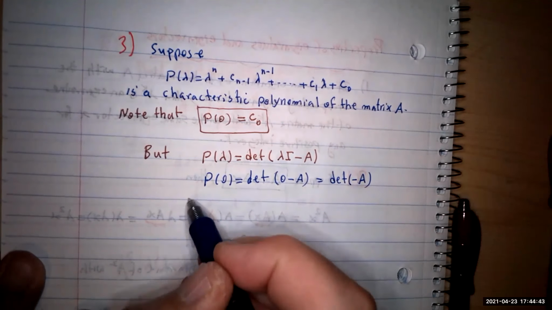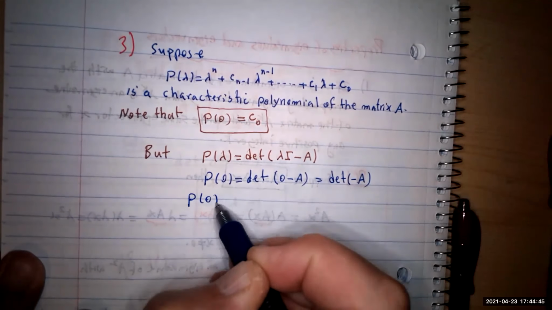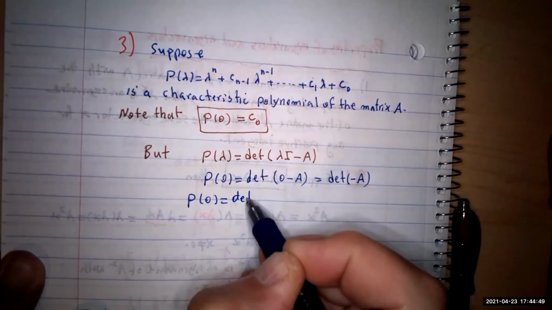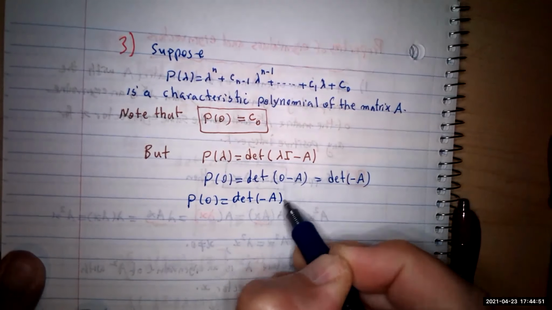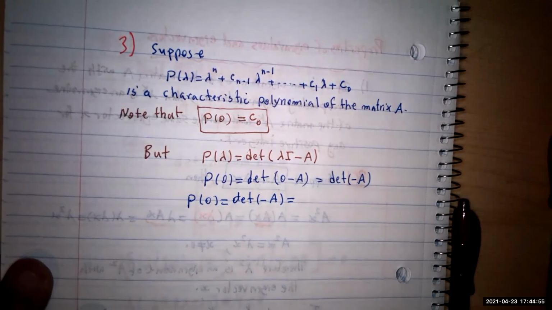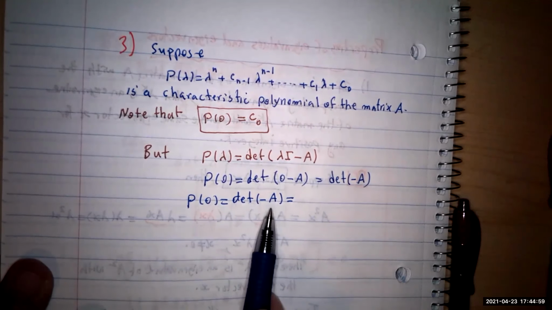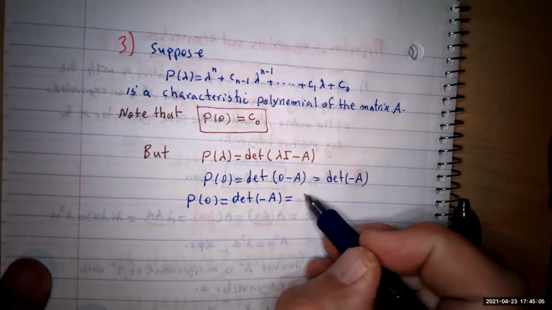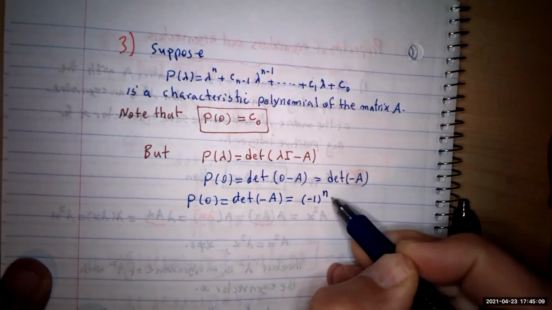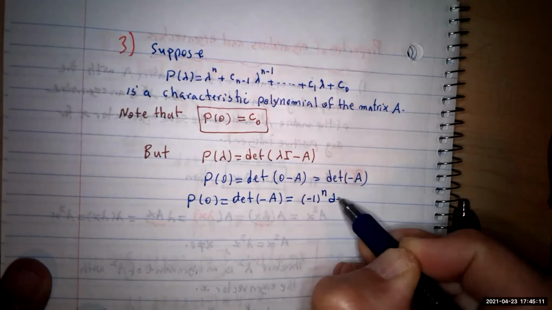So what we have is that P of 0 is the determinant of negative A. Remember, we did this one before. If you have a number here, you can pull it out of the determinant, but you have to raise it to the n. Remember, A is an n by n matrix. We did this one before. So this would be equal to negative 1 to the n times the determinant of A.